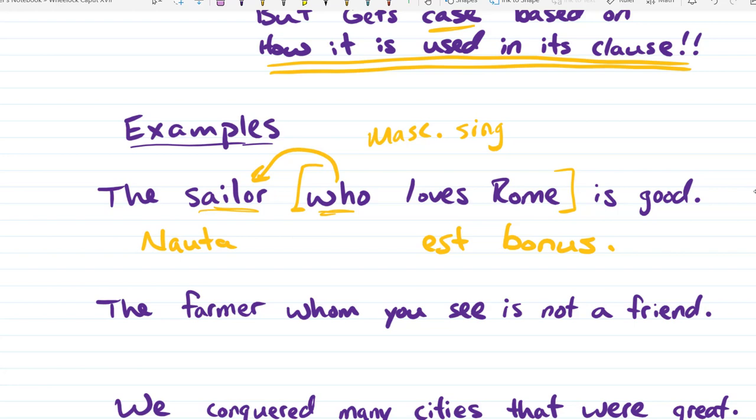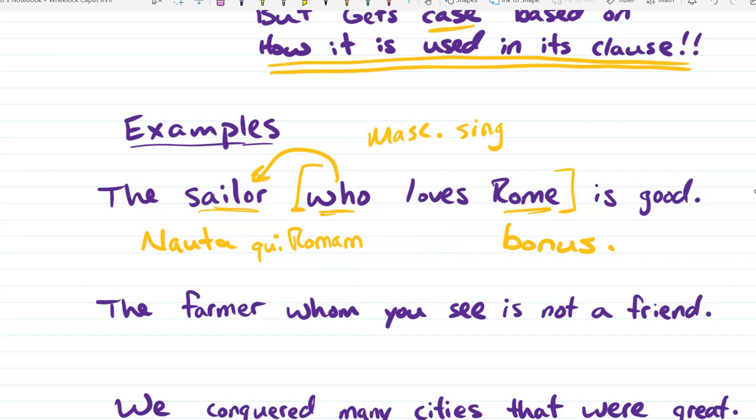And if we put the sailor here, we could say the sailor loves Rome. And that makes perfect sense. The sailor who loves, the sailor loves Rome, is good. Okay, and so this who here is technically nominative. So all you would need to do is the sailor, and then you would say qui. Okay. Rome, okay, in its own clause, who loves Rome? Who's doing the loving? The sailor. The sailor loves. What does he love? Rome. You want that in the accusative.